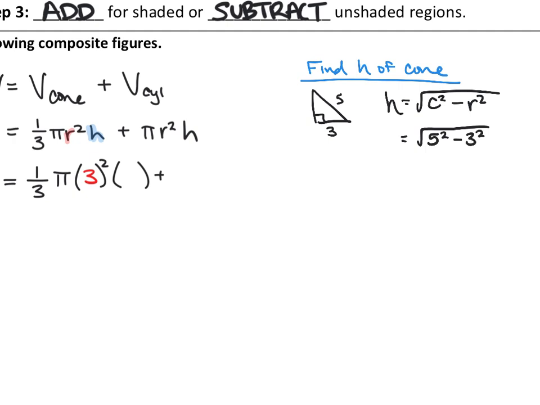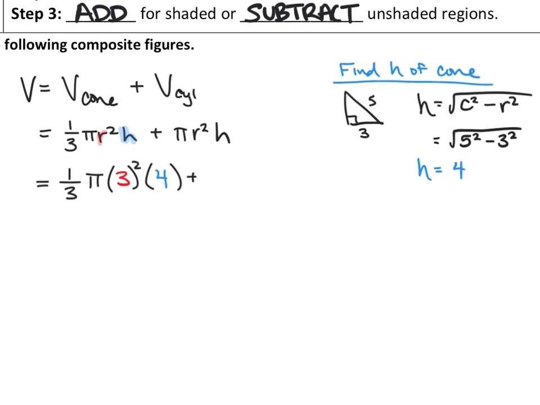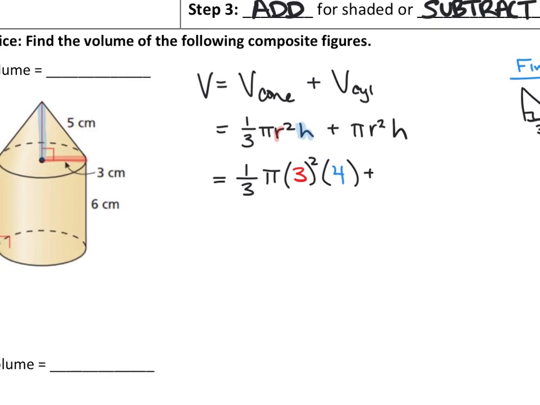Can y'all throw that into a calculator for me, please? What is the height of this triangle? 4. So the square root of 5 squared minus 3 squared is 4. So I can go ahead and put that number 4 in my parentheses here for the height of the cone. And because I'm a good mathematician, I'm also going to label my picture. So we had to go on a little side quest there to find the height. Sometimes it will be given to you, but usually we would need the Pythagorean theorem to do that.